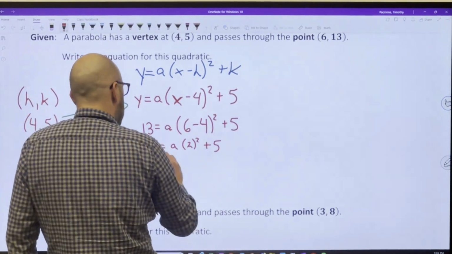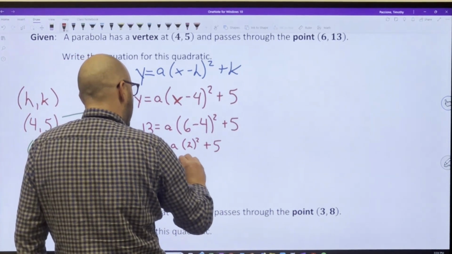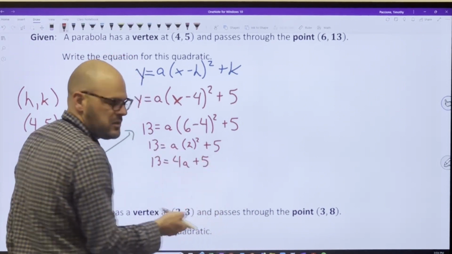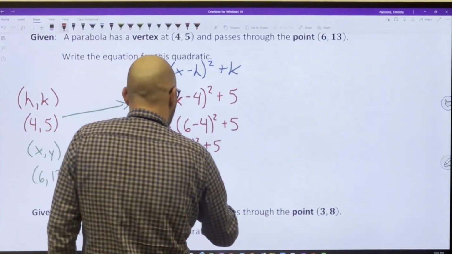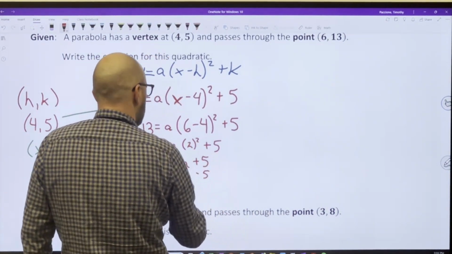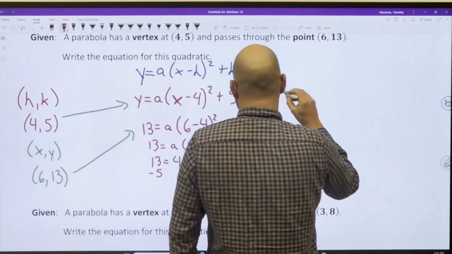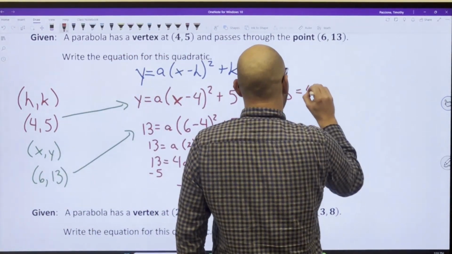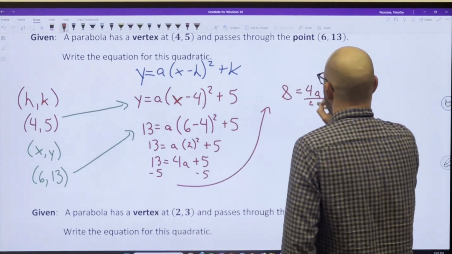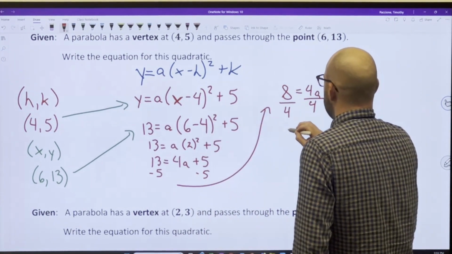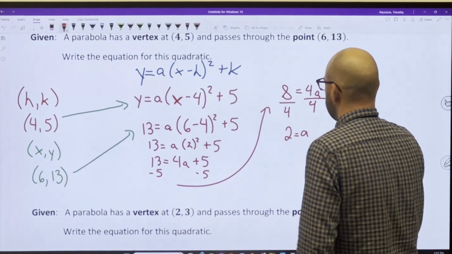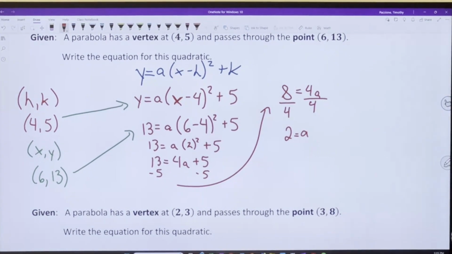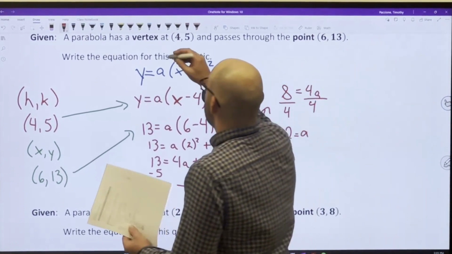So this is 13 equals 4a plus 5, and now we just solve for a, right? Minus 5, go over here, and I get 8 equals 4a, divide by 4, and 2 equals a. Okay? So I've found my a value.